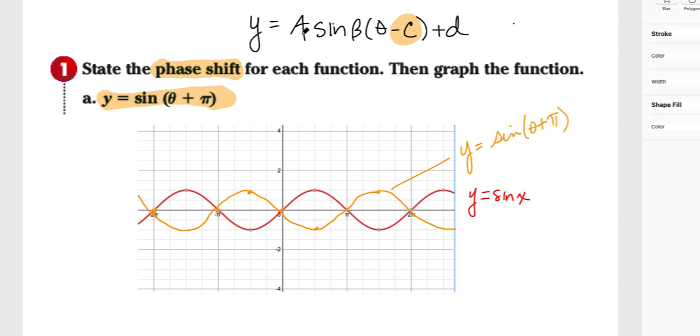Notice there is no a value other than 1, so that doesn't change from the original function. The b value, or beta value as I've written it here, is going to be 1 as well, so the period doesn't change. There is no vertical shift, which we refer to as the midline, so this should be sufficient for this graph. Let's look at part B.